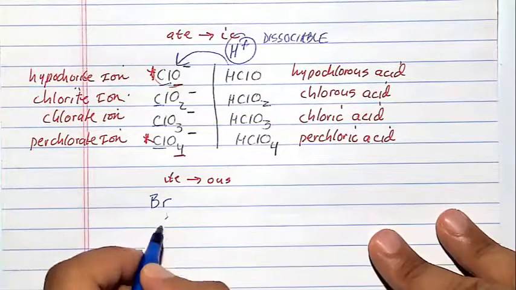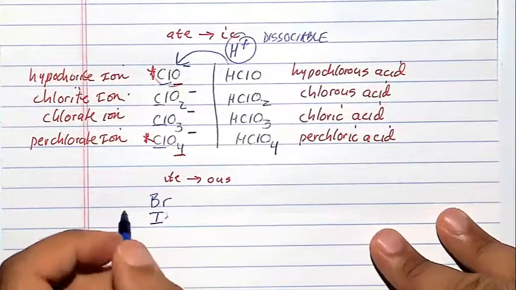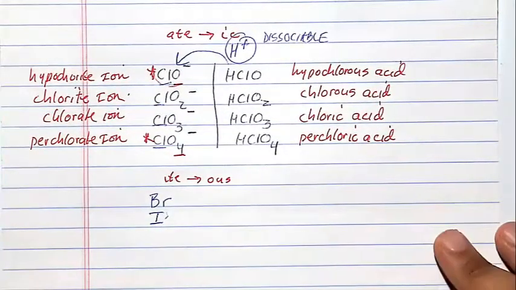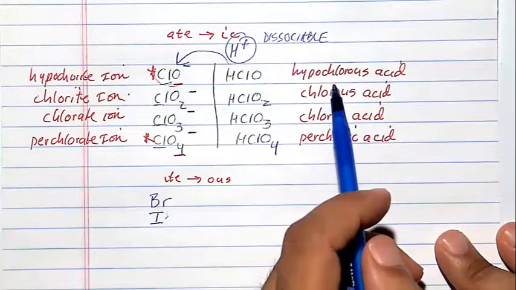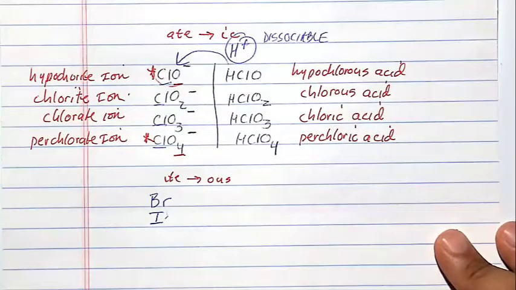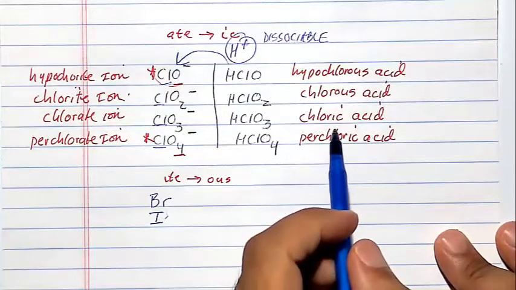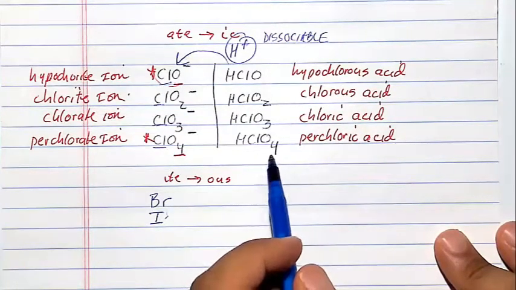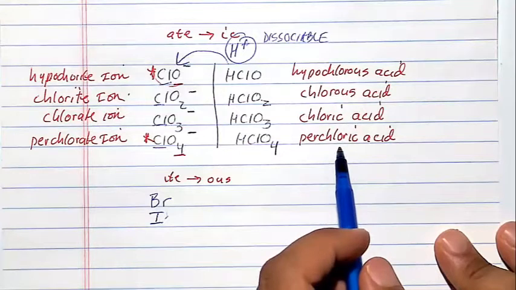I could also use iodine, the other type of halogen. That would be hypoiodous acid, HIO. HIO2, iodous acid. HIO3, iodic acid. HIO4, periodic acid.